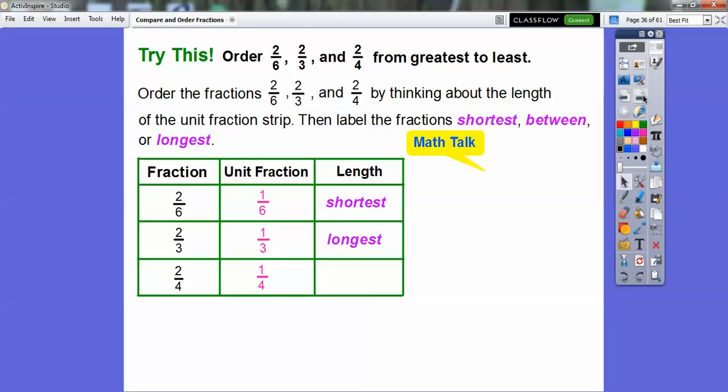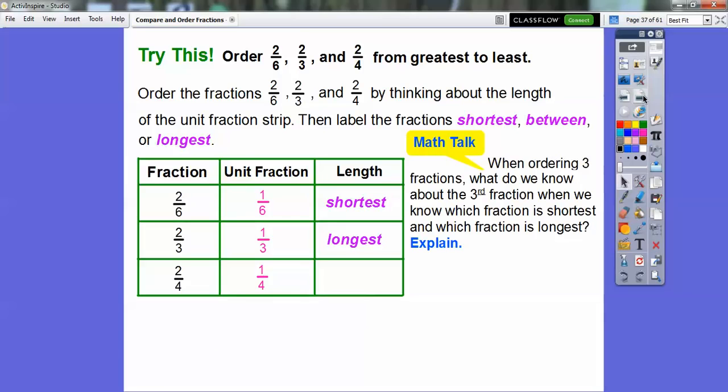Okay, so when ordering three fractions, what do we know about the third fraction when we know which fraction is the shortest and which fraction is the longest? Okay, well, this one's the longest fraction, and this one's the shortest fraction, so this one has to be in between the other two fractions because it's in the middle length right there, so it's in between right there.